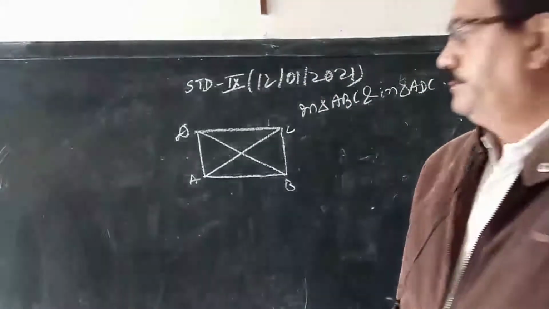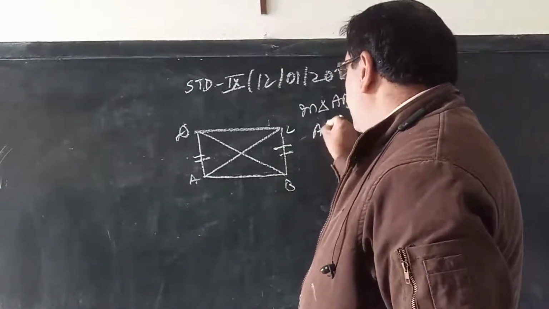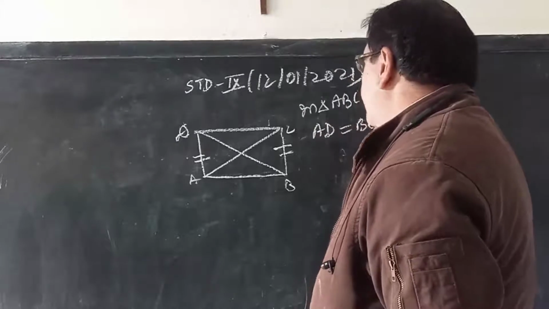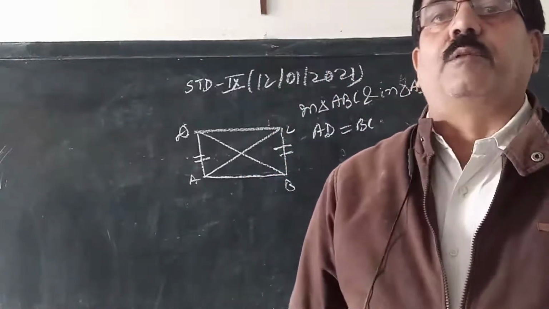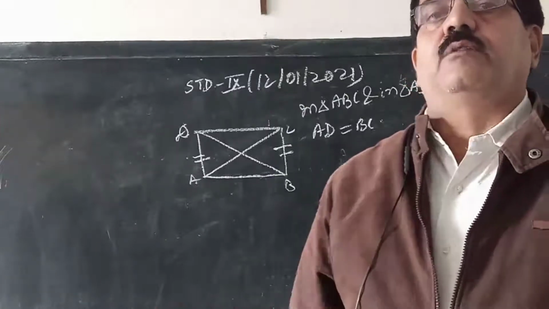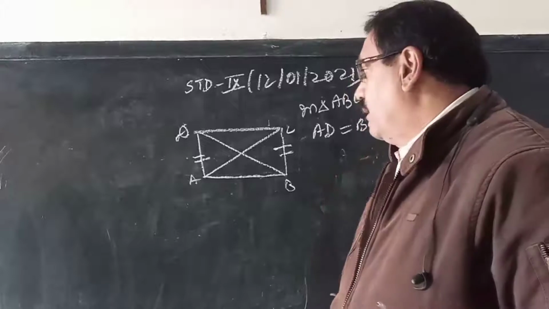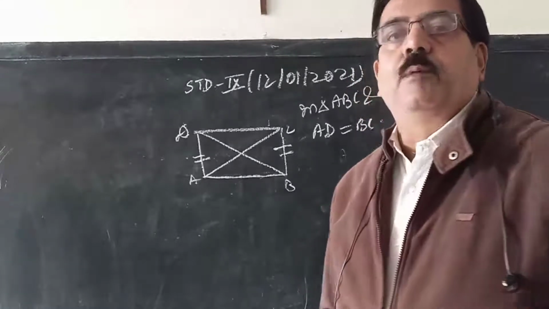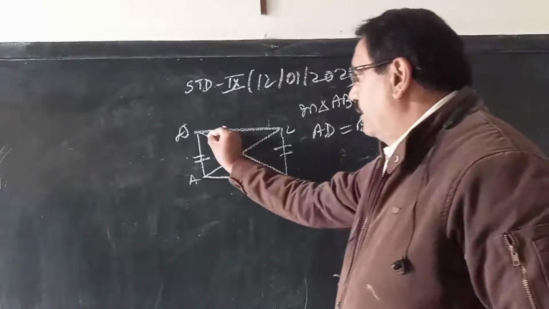What is equal? AD equals BC. Why? Opposite sides of a parallelogram are equal and parallel. A rectangle is also a parallelogram, so its opposite sides AD and BC are equal. The reason is that opposite sides are equal.